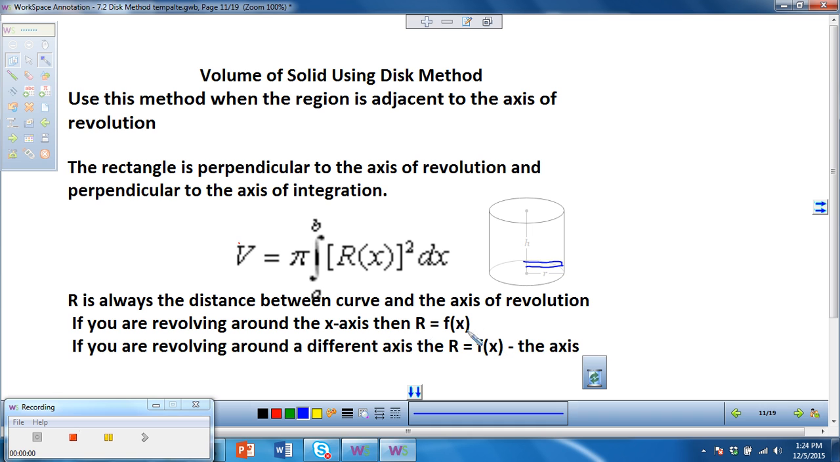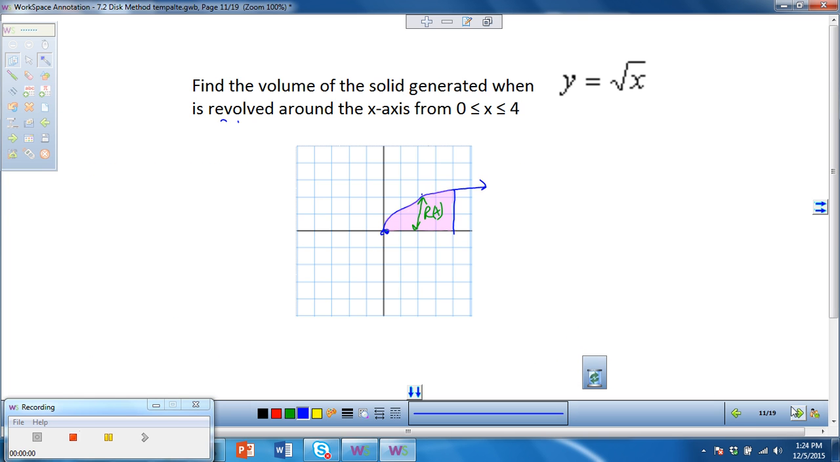So the important thing to remember from the previous video: if we're revolving around the x-axis, a horizontal axis, then we're going to use f of x. If we're revolving around a vertical axis, we use x of y. If you revolve around an axis other than the x or the y axis, it's going to be f of x minus the axis, and we're going to have to square that. And of course, I'll show you an example.